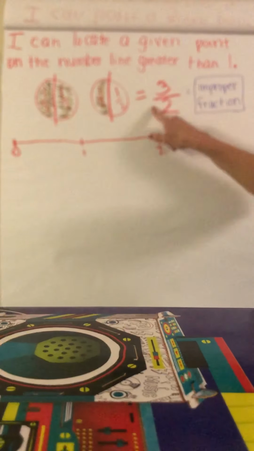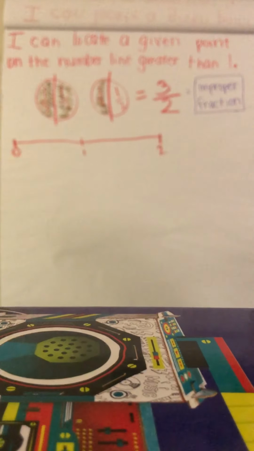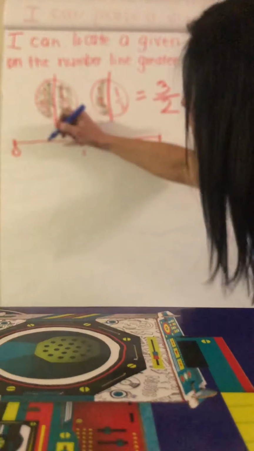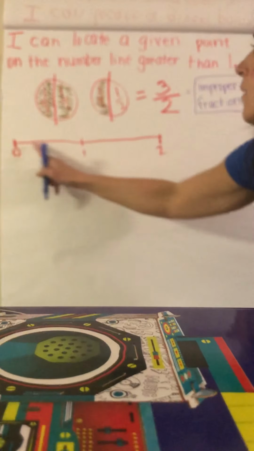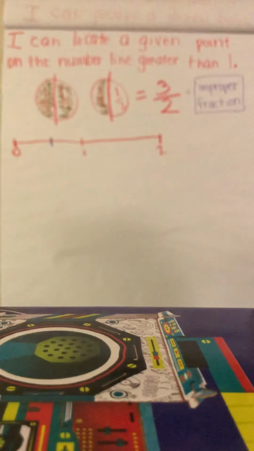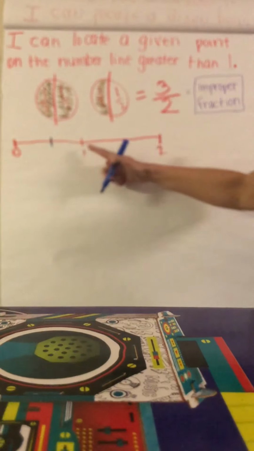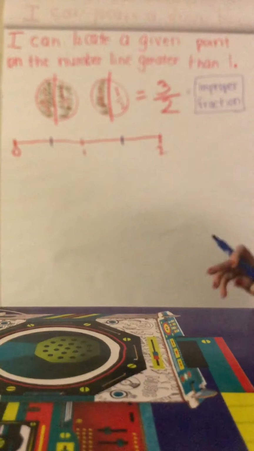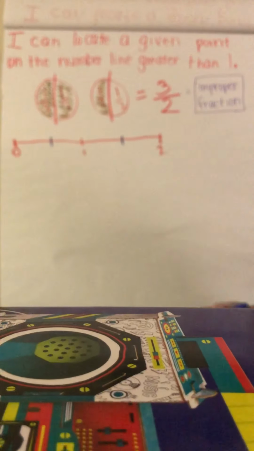Okay, so first of all, this number, my denominator, tells me what I'm going to partition my number line into. I'm partitioning it into halves. Just like I partition my circle into halves, I'm going to partition my number line into halves. Okay, so I'm going to partition my first space, or my first area here. Okay, and then I'm going to partition my second area in half. Okay, so let's talk about how we name this.